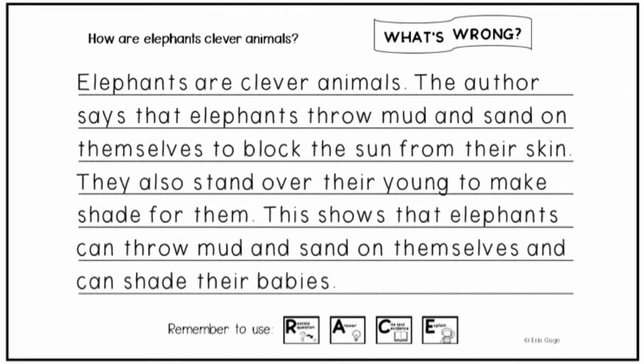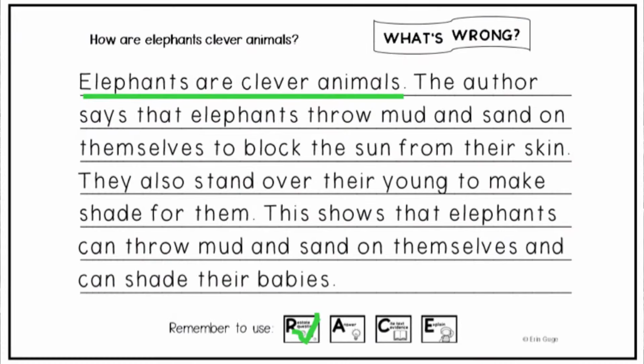Did it restate the question? Let's see, how did it start? Elephants are clever animals. So whisper yes or no, does that restate the question? Yes, it does. Does it answer the question? Let's see, it says elephants are clever animals. No, it doesn't. It doesn't tell what makes them clever. So that's one thing wrong.